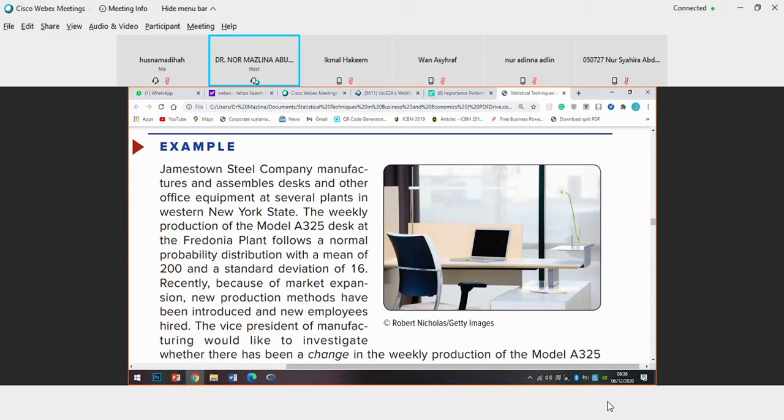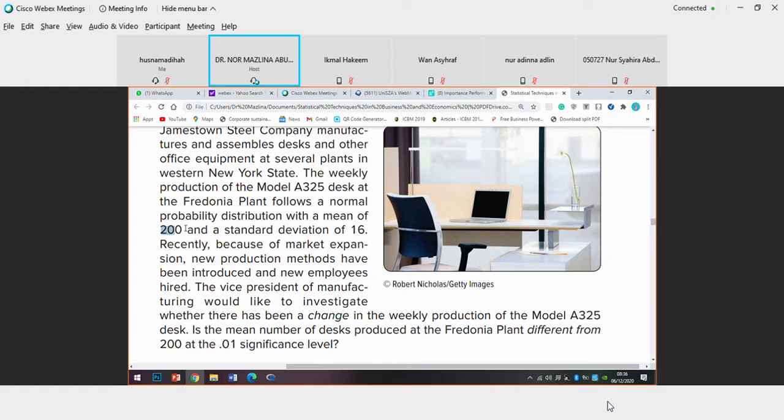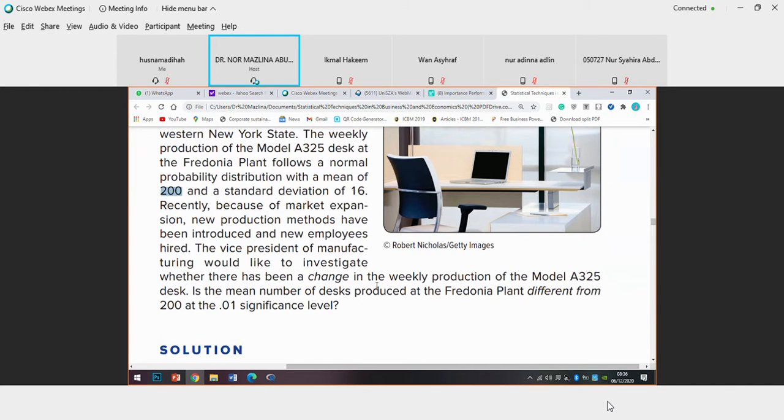Assembling a model A325 desk at a plant which has a mean of 200 desks and a standard deviation of 16. This is the example that we looked at last week. We would like to investigate whether the production has increased or is different from 200. A new method was introduced in the plant, and they would like to investigate whether the production is different from 200, and we choose a 0.01 significance level.